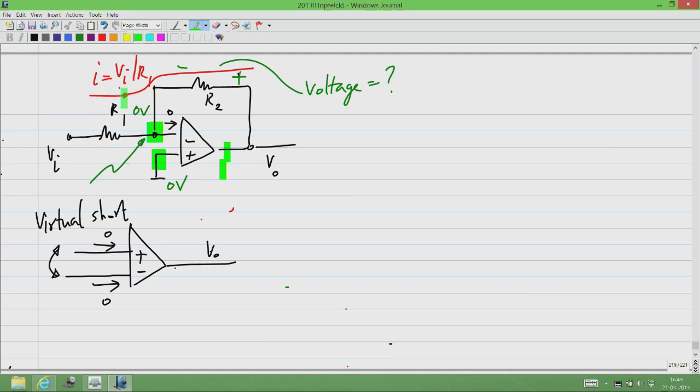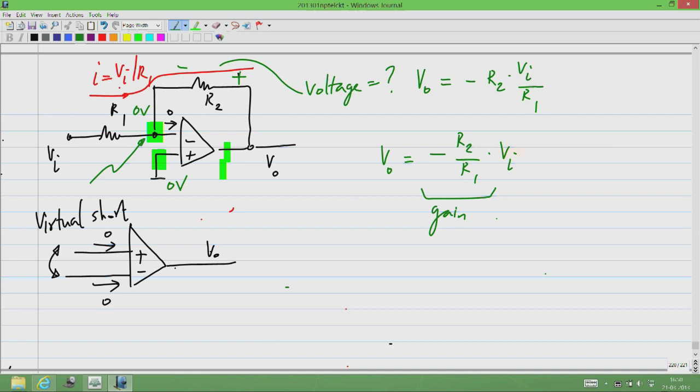So clearly, this current is flowing that way. So this current times R2 will be the voltage drop with the left side positive. But here I have defined it with the right side positive. So the voltage equals V naught, which is minus R2 times Vi by R1, or V naught is minus R2 by R1 times Vi. Okay, so this is the gain. Okay, and this is another amplifier, a classic amplifier topology using op amps, and we analyzed it by assuming a virtual short between the inputs of the op amp.